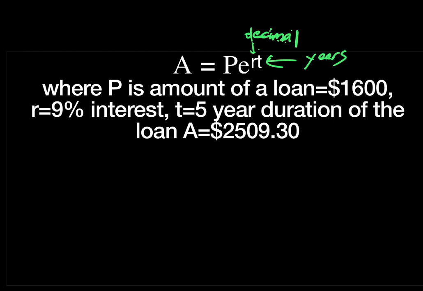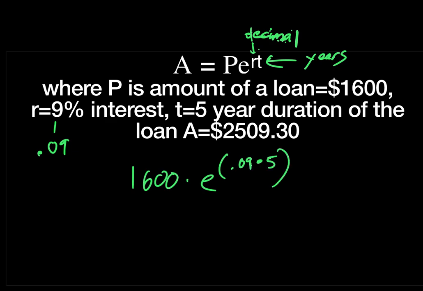So P is the amount of the loan. So if you're going to take out a loan of $1,600 times e to the rate, which is 9%, I need to write it as a decimal. That's 0.09. So it'll be e to the 0.09 times the number of years, which is 5. In doing this, order of operations, I do what's inside exponents and parentheses first. So I'll have 1,600 times e to the 0.09 times 5, which should be 0.45.